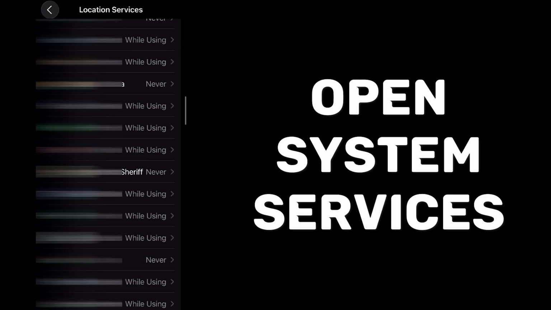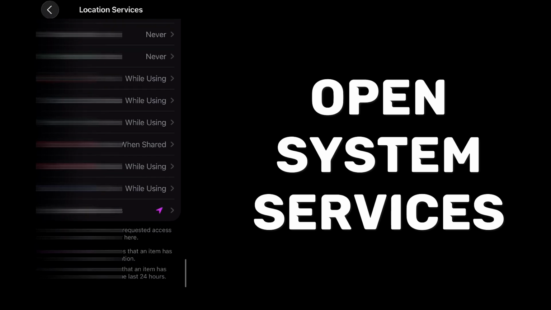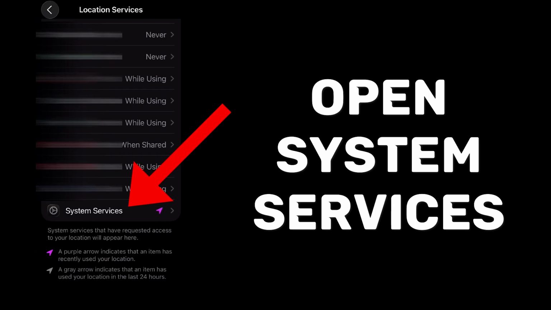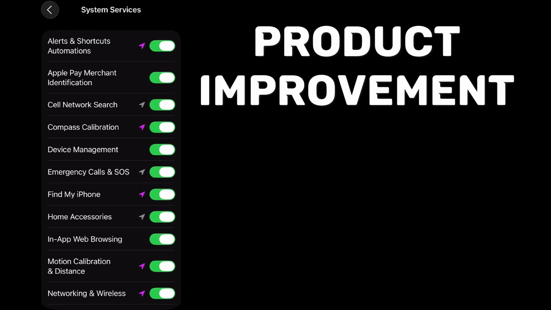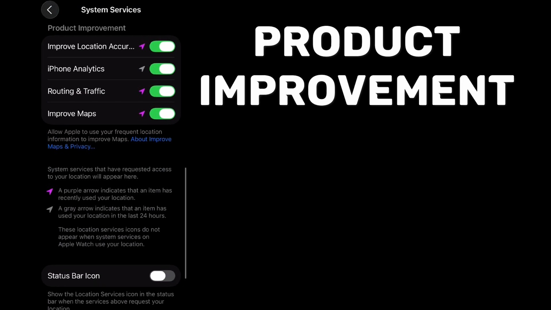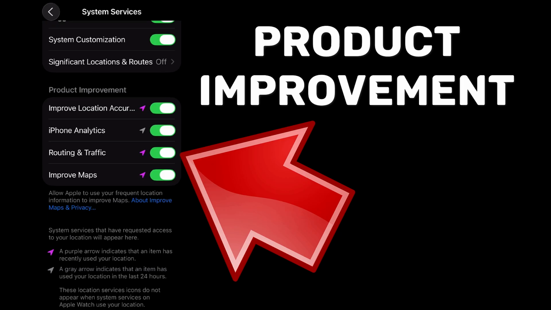There's quite a bit in there. Just scroll really quickly. And we're going to go to system services. And then in system services, we're going to scroll down to the bottom. And we've got these four items here under product improvement. So we're going to turn off all four of these.